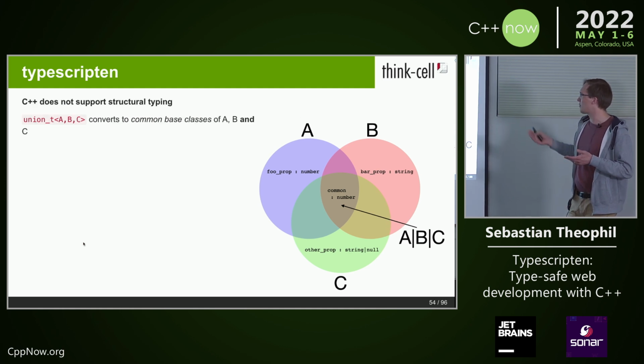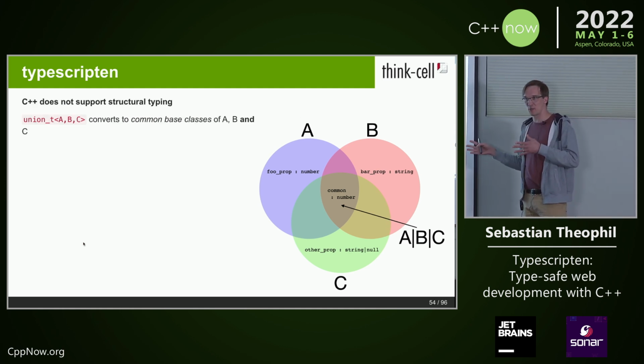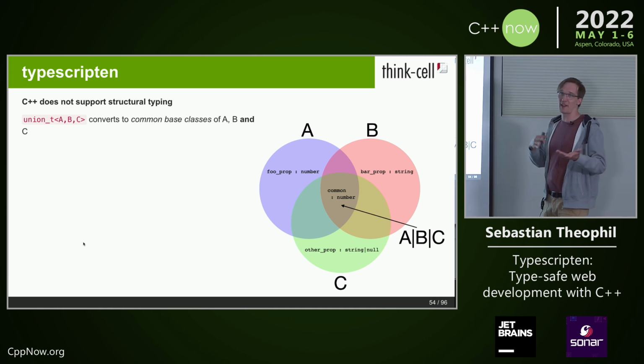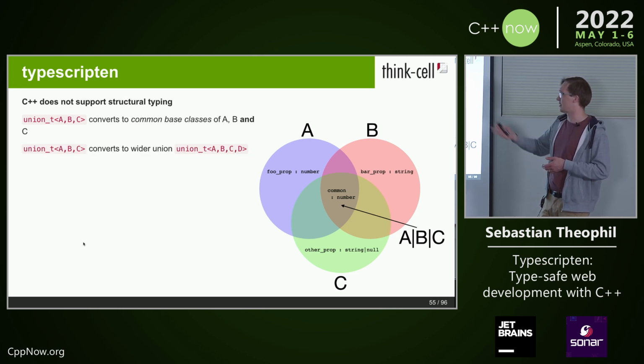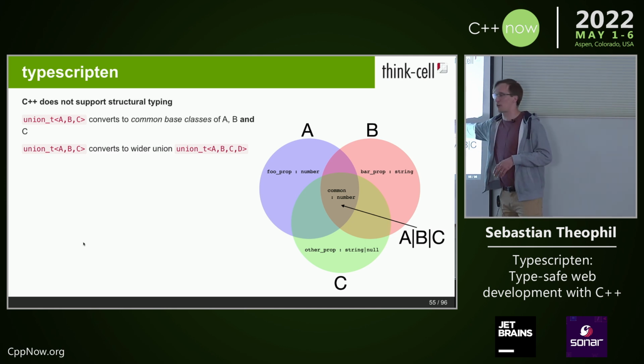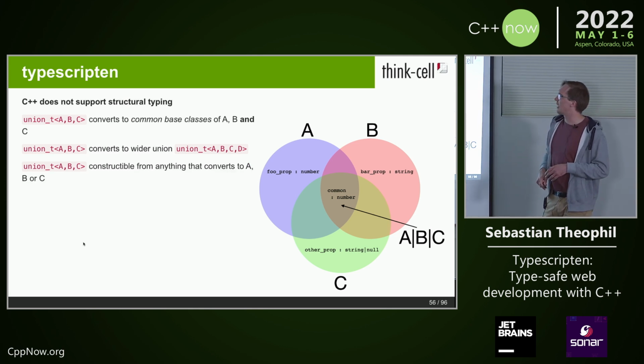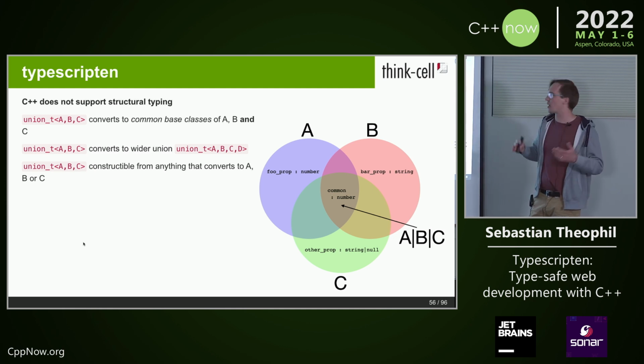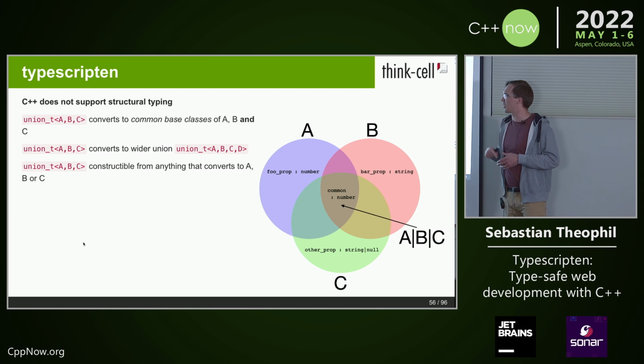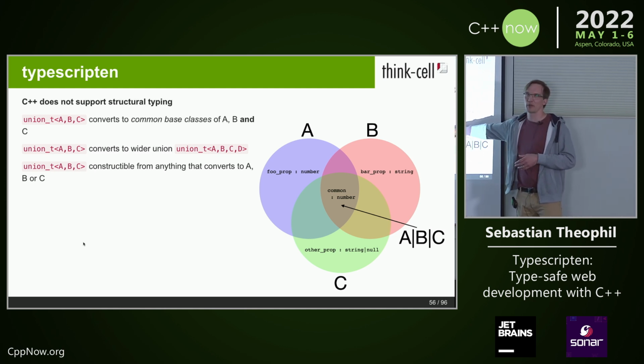But there are a couple of useful things that we can do that are valid C++ or expressible in C++ and valid in their original semantics. So I can say that this union type converts to common base classes of A, B, and C. I can say that this union type will convert to a wider union of A, B, C, and D, because that set can only get smaller. So that's going to be an OK conversion. And I can, of course, say that this type is constructible from anything that A, B, or C would be constructible from, because that has to have this property.